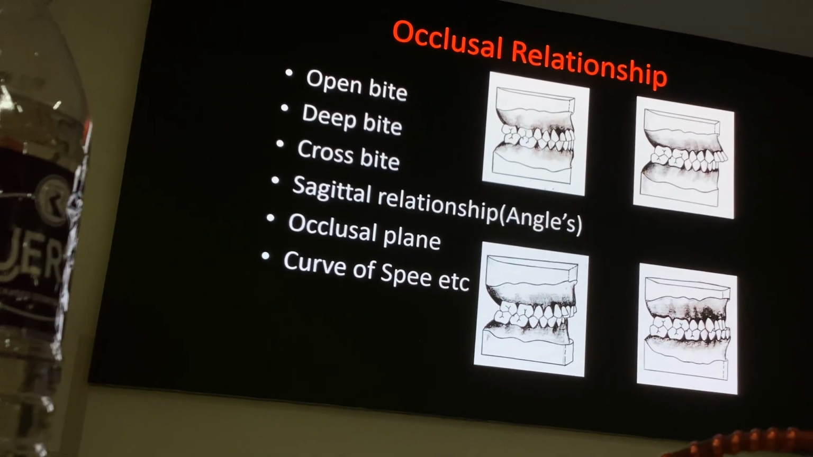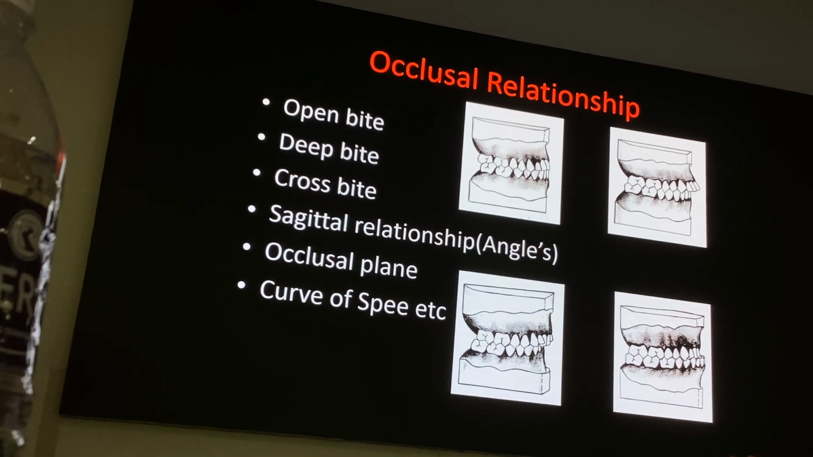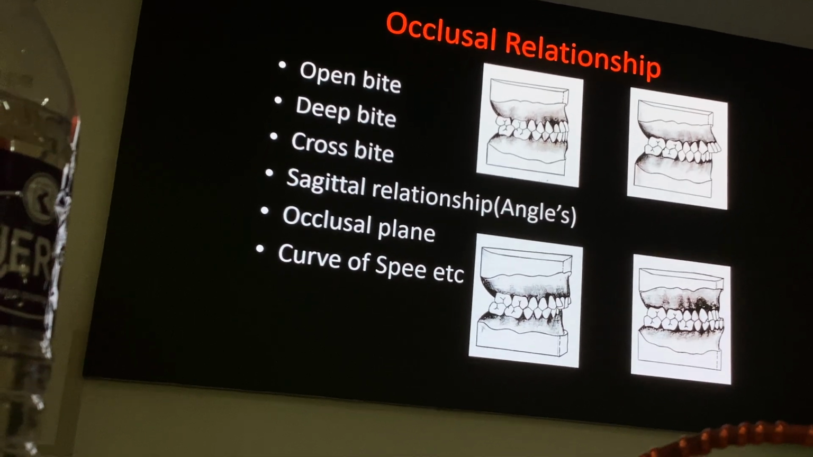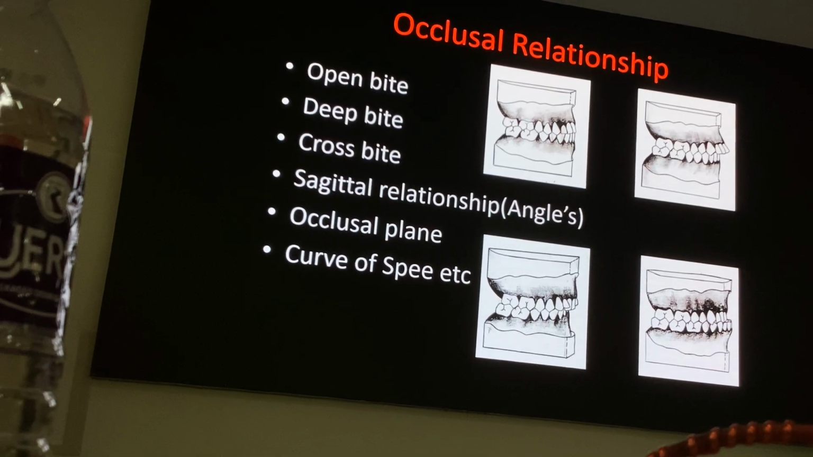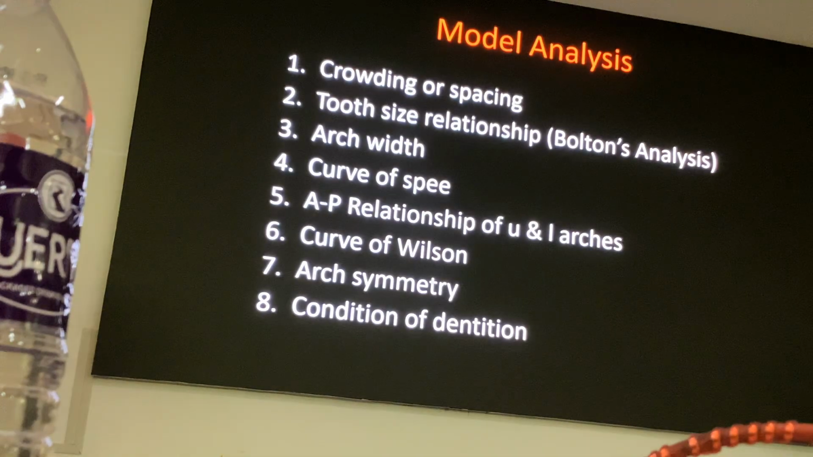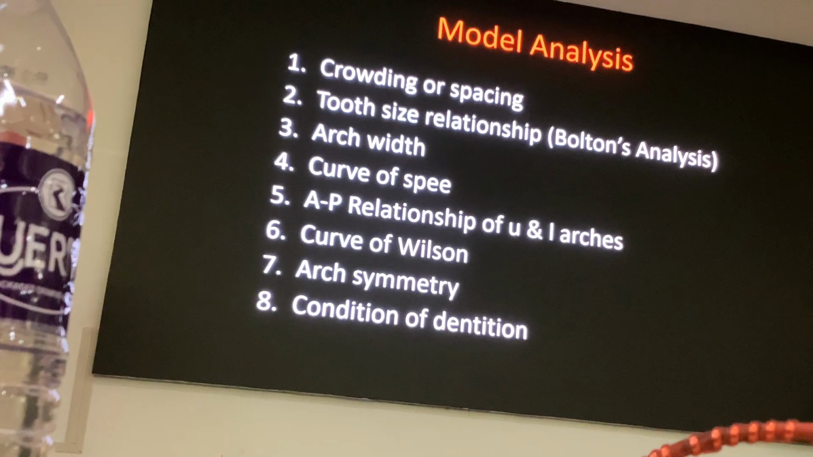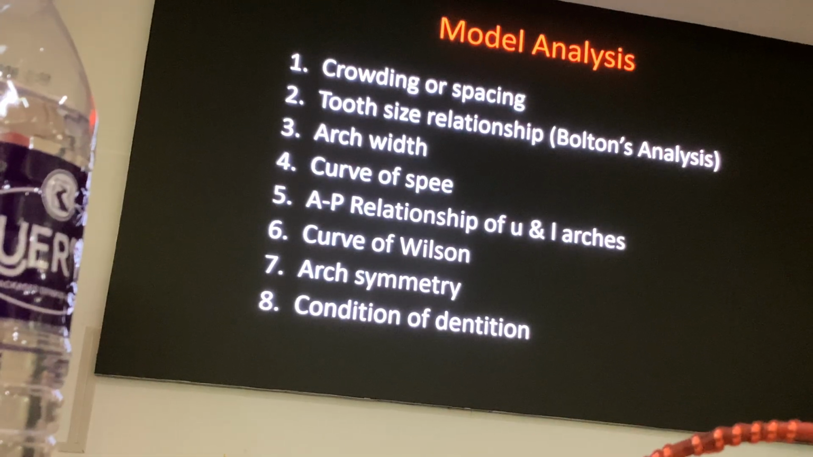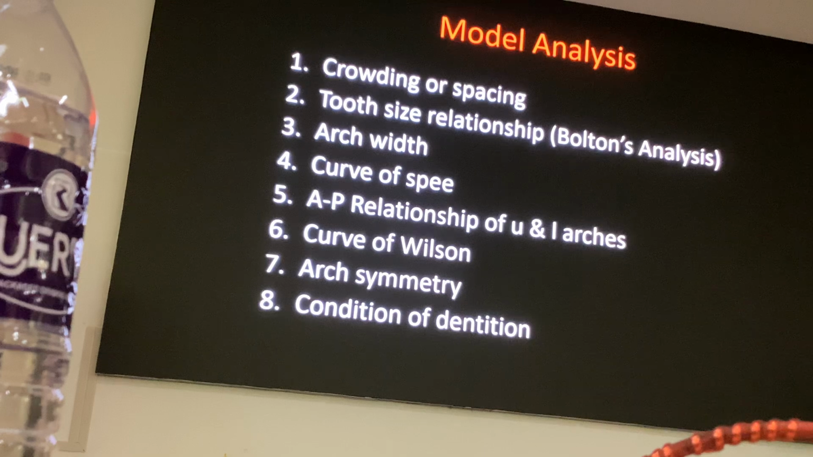Occlusal relationship, you all know the Angle's molar relationship, as well as bite problems, then you look for the curve of Spee, all these things from the cast. It's actually important for you to have the cast. Model analysis, these are some of the model analyses that have been described. Your orthodontist friends will help you with this. Learn from them how they do it. Model analysis and all that is important.